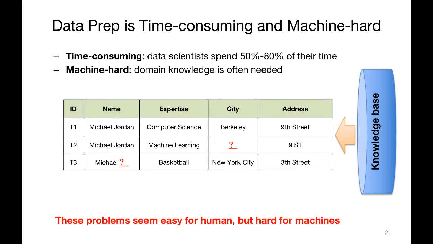First of all, I will present a data cleaning scenario to help us understand typical data prep problems. Here shows a table with some missing values. Table 2 asks for the city of Michael Jordan. This question can be answered according to Table 1 if one knows that machine learning belongs to computer science and NIST is equal to nice street. Table 3 asks the last name of someone. Obviously, one can fill Jordan with the prior knowledge that Michael Jordan is a basketball player from New York City.